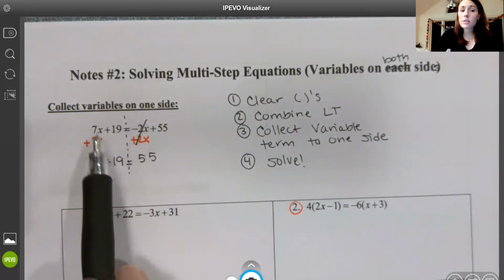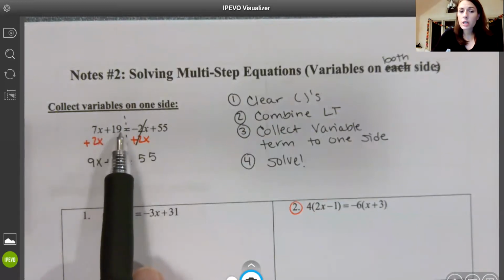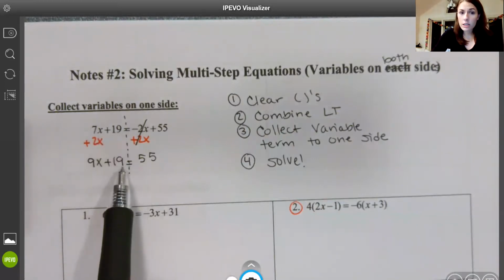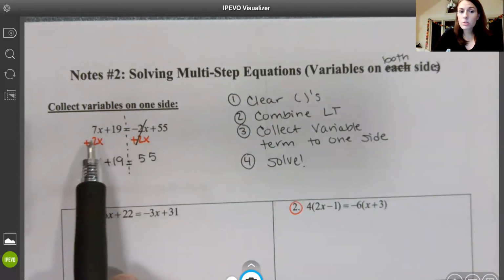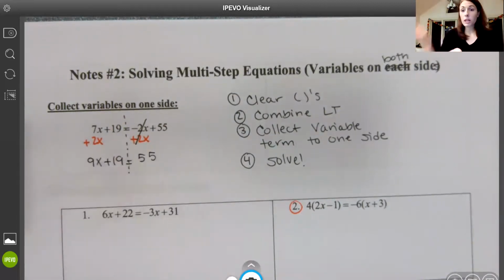Now notice the x is only getting combined with the other x term, right? I can't combine it with 19. Also notice 19 is still there, didn't disappear, right? I just moved this term over to this side, and we can't just pick it up and move it. We need to go through that procedure of using inverse operations to move 2x from the right-hand side to the left-hand side of that equation.